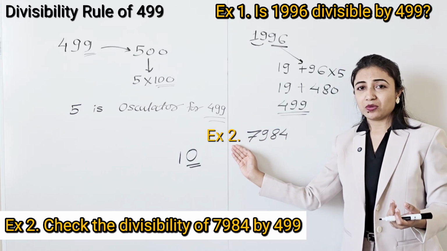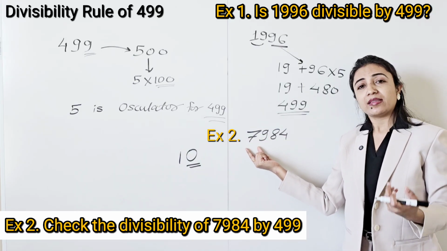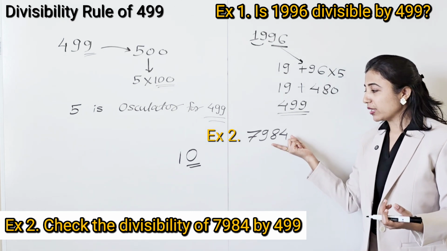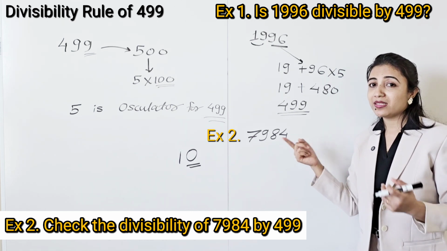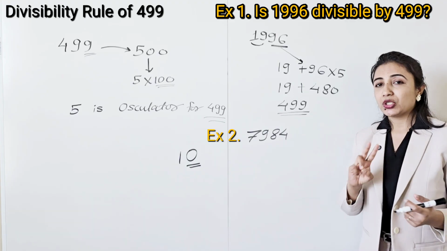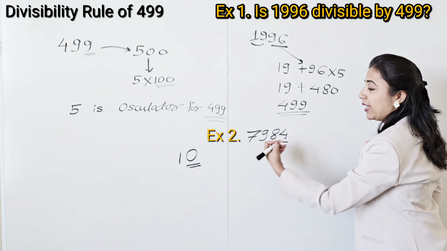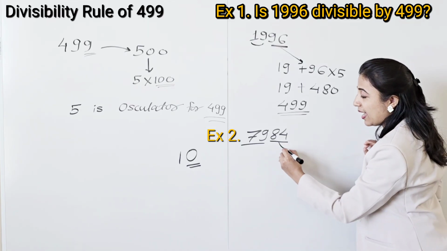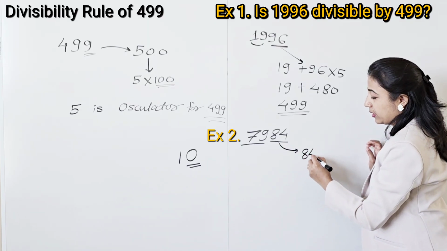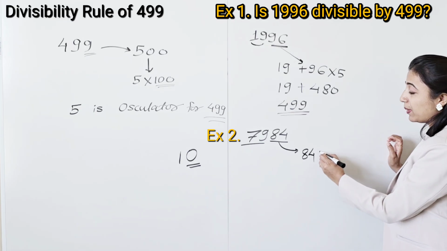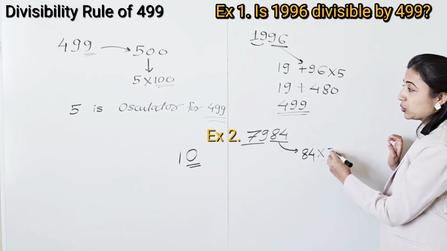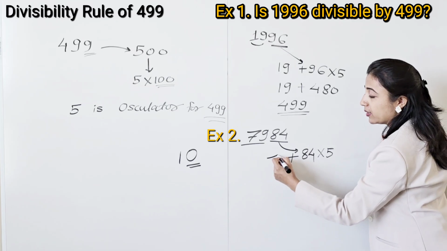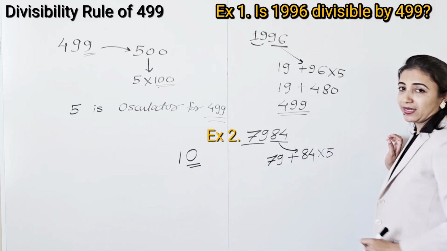Whatever the remaining part of the number is, maybe 3 digits or 1 digit, that doesn't matter. We take the last 2 digits as one group and the remaining number as another group. And this last number, 84, we multiply by the osculator number. Here our osculator number is 5, and we add this product to the remaining part of the number.